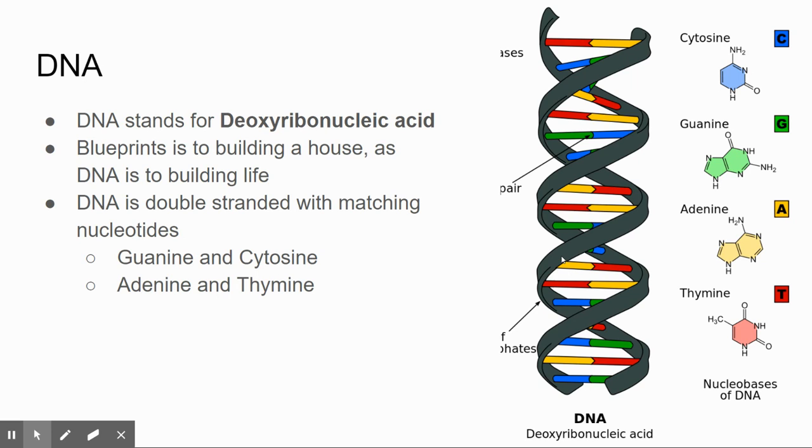So DNA is double-stranded with matching nucleotides. Guanine always matches with cytosine, and adenine always matches with thymine. If we don't have this happening, we have some kind of mutation, which can be detrimental.